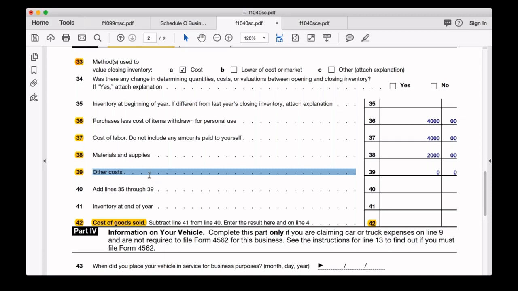So when I do the math for lines 35 through 39, if I say 4,000 plus 4,000, that's 8,000, plus 2,000, that is $10,000. Okay. So I have here $10,000.